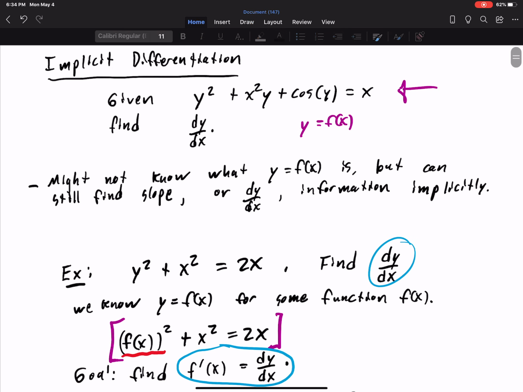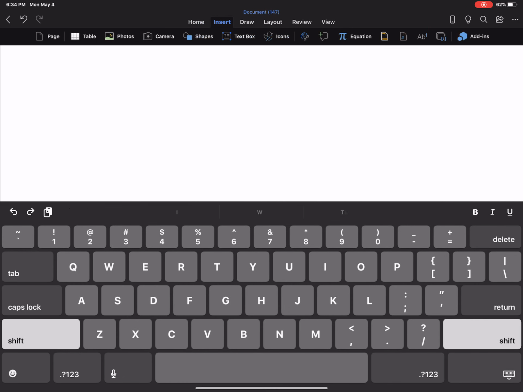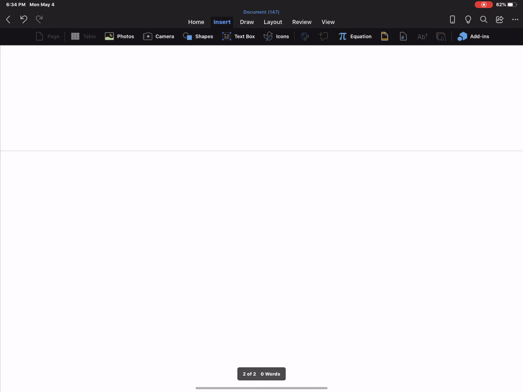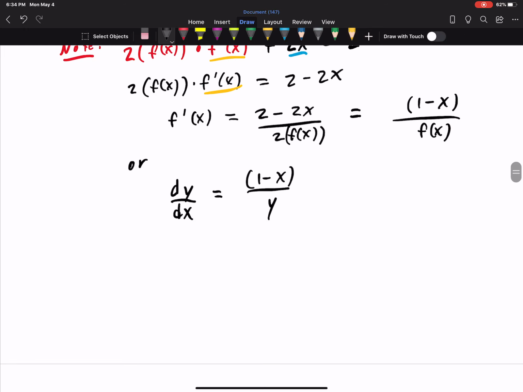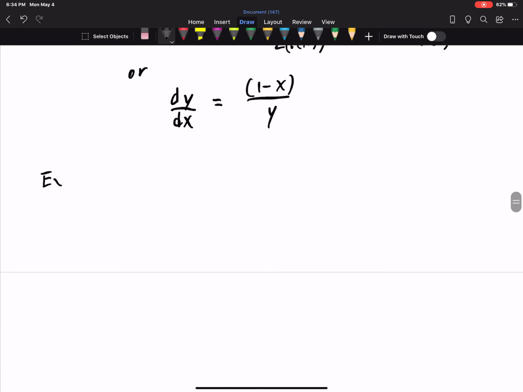All right, let me add a page. All right, let's do another example. So let's do 3y squared plus y plus 1 is equal to x squared. Okay, so again, we do not know what y is. All we know is it's some differentiable function in x. So what we're going to do is implicitly derive both sides.